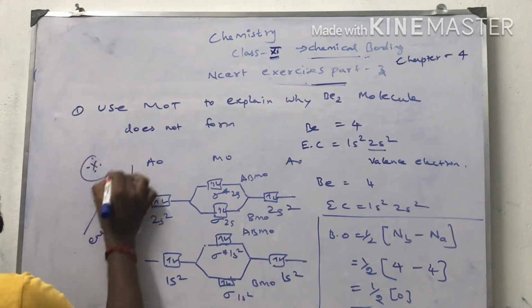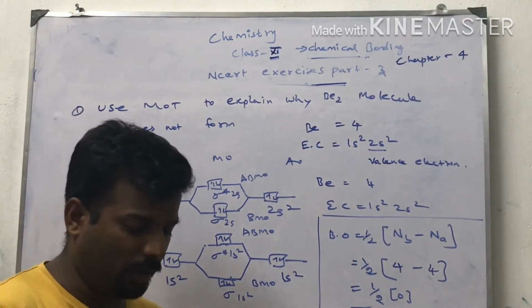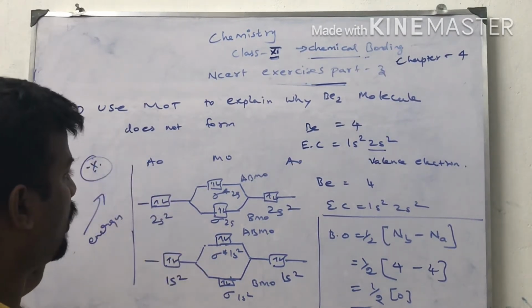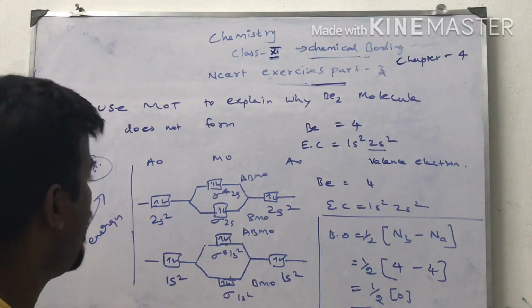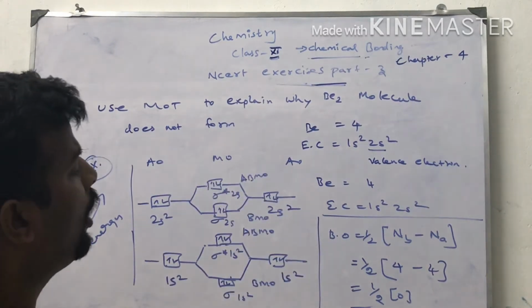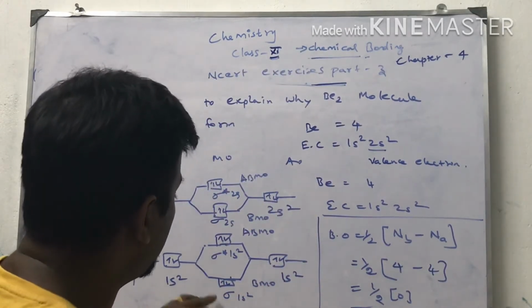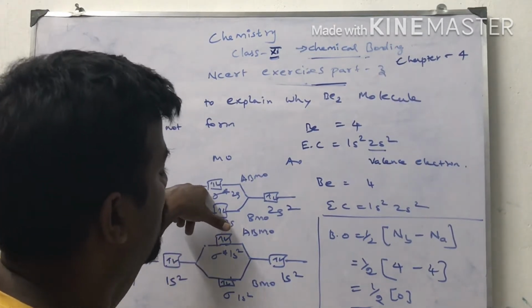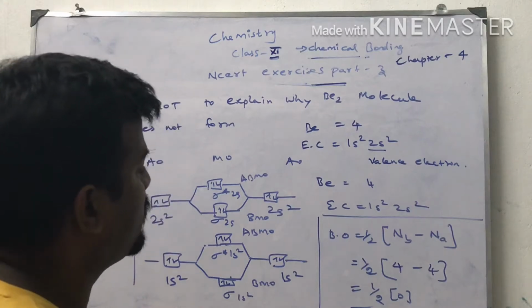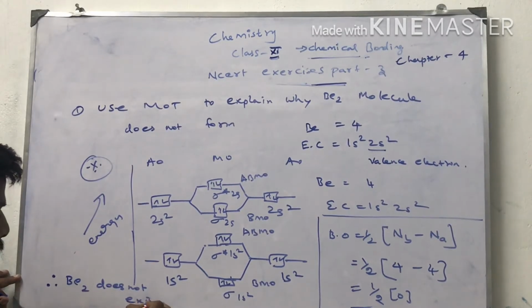This is the diagrammatic representation. Please go through your molecular orbital theory carefully. That is very important. First question, use molecular orbital diagram. So I have explained the energy level diagram based on the molecular orbital theory, and used the bond order formula half into number of bonding minus number of anti-bonding. Bonding, lower energy: 2 plus 2, 4. Higher energy: 2 plus 2, 4. Anti-bonding 4 minus 4 equal to 0. Therefore the answer is 0. Therefore Be2 does not exist.